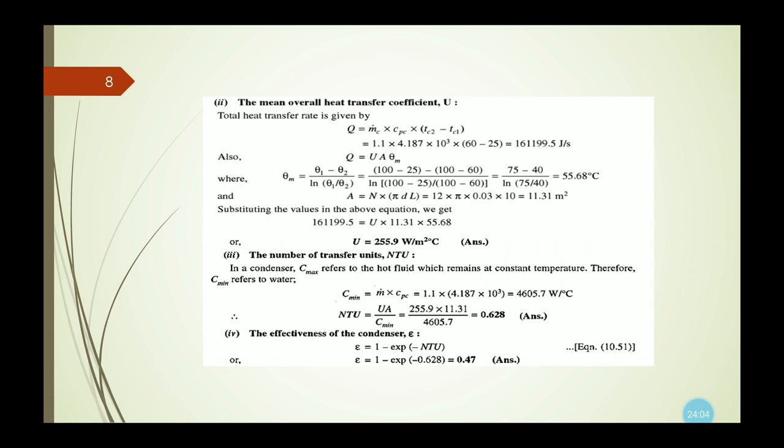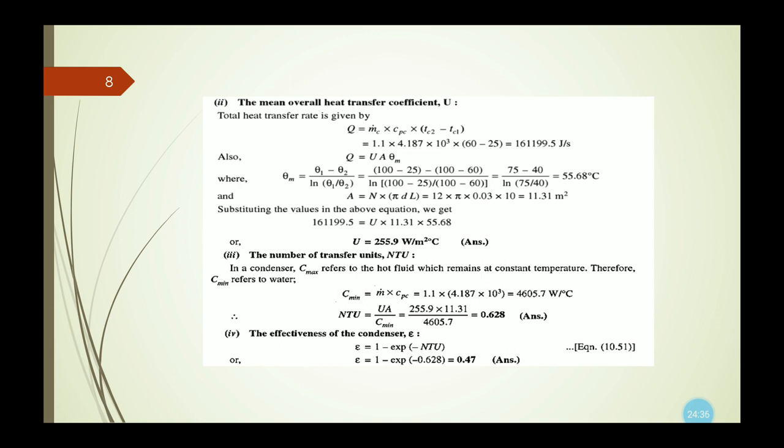Now in the formula of NTU, we have the C min part, so that means C min is equal to the mass flow rate times the specific heat of the cold fluid. The mass flow rate for the cold fluid is given in the question, that is 1.8, and the specific heat of the cold fluid has a default value that you need to remember. So putting all these values, you can calculate the heat capacity for the cold fluid, which is coming as 4605.7 watt per degree centigrade.